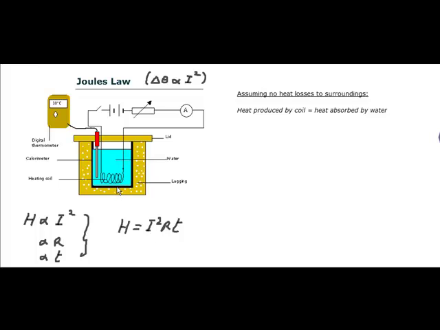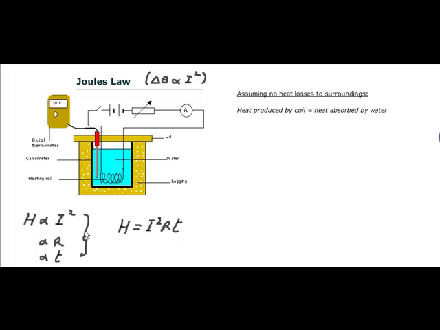We use this apparatus here to verify Joule's law, and Joule's law says that if you pass a current through a coil of wire here, well, the current squared is proportional to the increase in temperature in the water. And this is, of course, assuming that there are no heat losses to the surroundings, and we ensure this by having an insulated calorimeter here around the water.